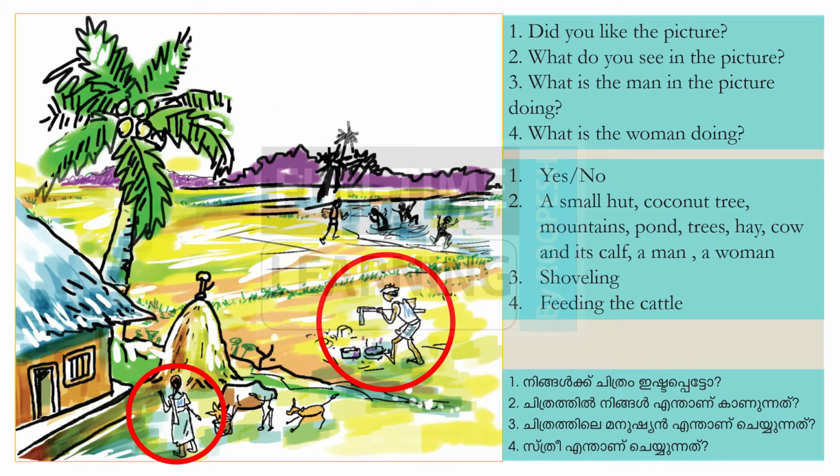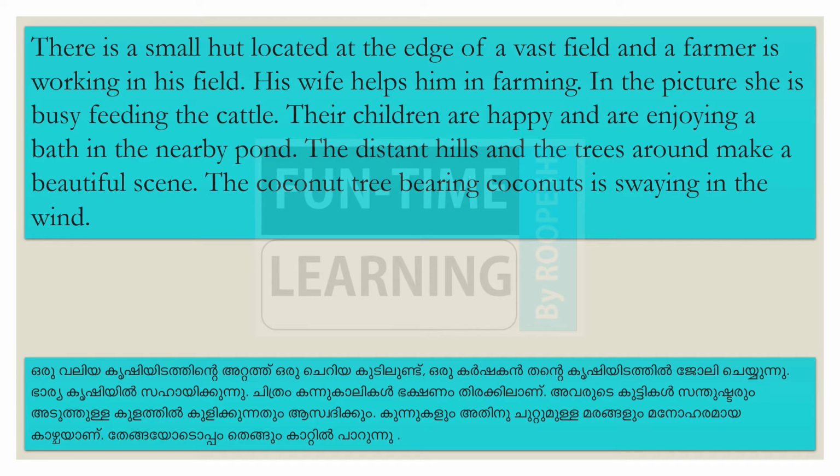A small hut, kudil, coconut tree. You can see a coconut tree here in the foreground itself. Pond is there, mountain, trees, hay is there. There is a big hay pile in the center of the picture. A cow and its calf, a man, a woman. What is the man doing? The man is shoveling. ഒരു കൈക്കോട്ട് ഉപയോഗിച്ച് കിളക്കുക, തൂമ്പ ഉപയോഗിച്ച് കിളക്കുകയാണ്. Feeding the cattle. The woman is taking care of the cattle. കന്നുകാലികളെ പരിചരിക്കുകയാണ്. So let's see how the description sounds like.